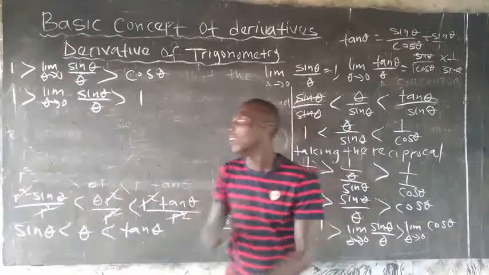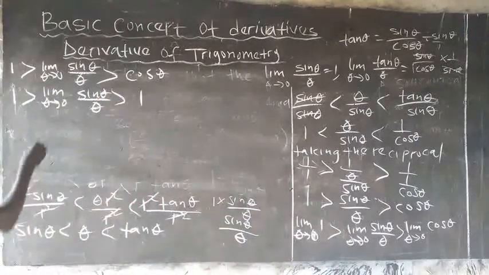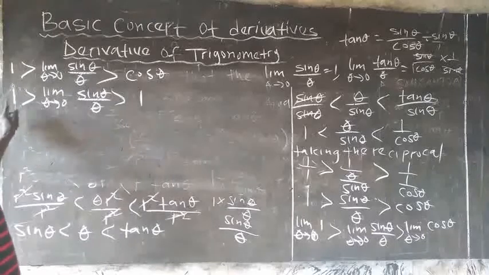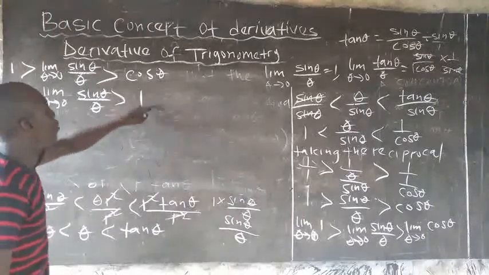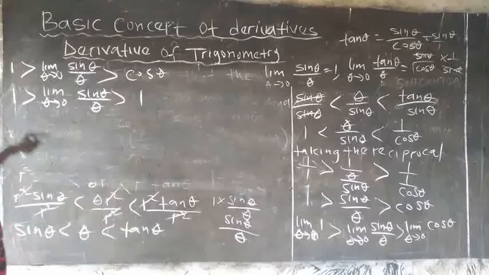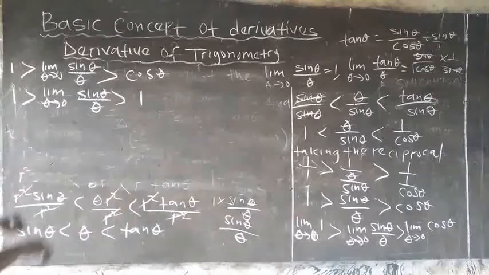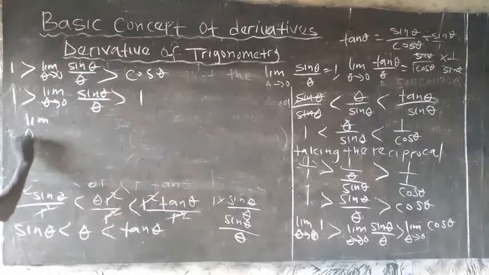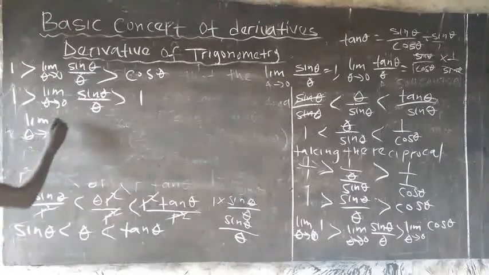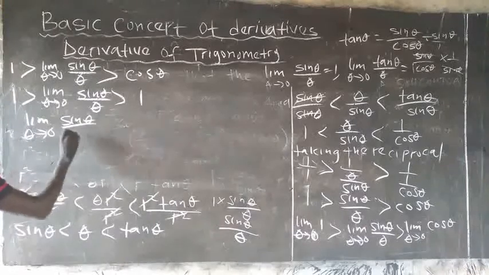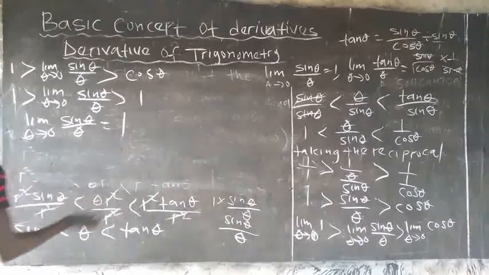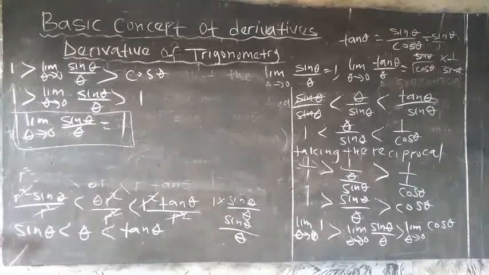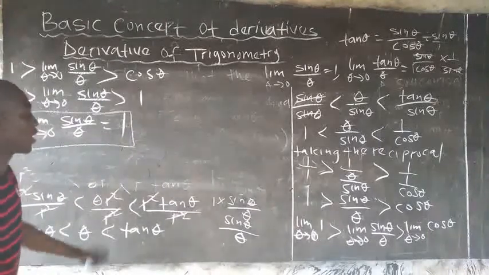equal to 1. So here the limit as theta approaching 0 of sin theta over theta is less than 1 and is also greater than 1. Therefore that shows that the limit as theta approaching 0 of sin theta over theta is nothing but 1. So the limit as theta approaching 0 of sin theta over theta is equal to 1. This is the proof of the limit as theta approaching 0 of sin theta over theta equals 1.